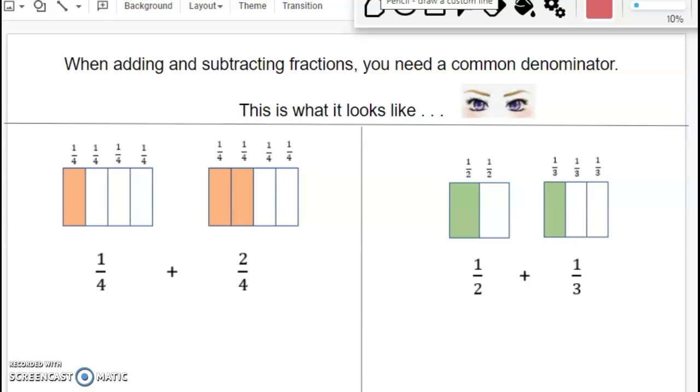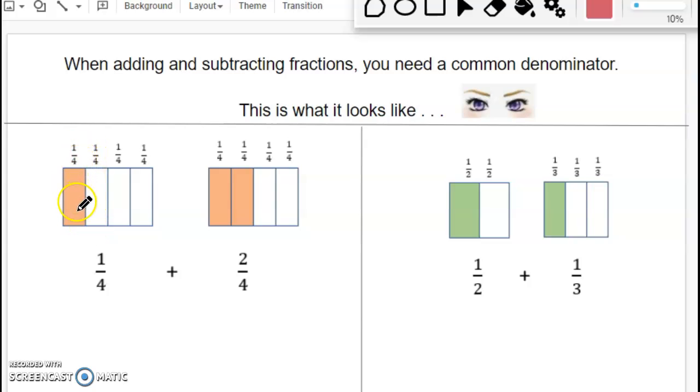Lesson 8, Fractions with Unlike Denominators. When adding and subtracting fractions, you need a common denominator. This is what it would look like. So each rectangle represents a whole candy bar, a whole, anything that's one whole, okay?